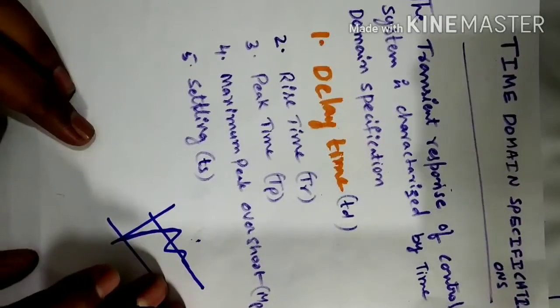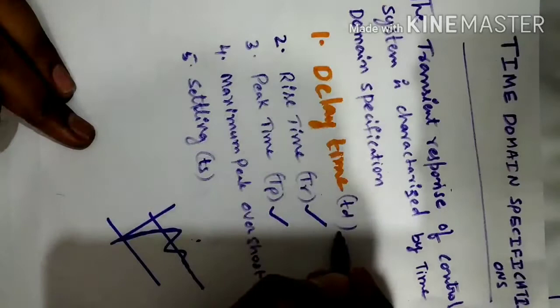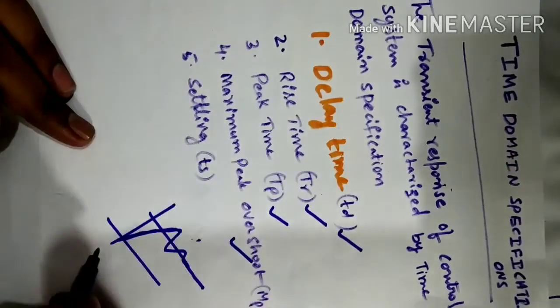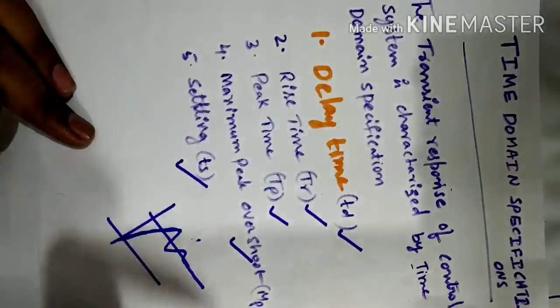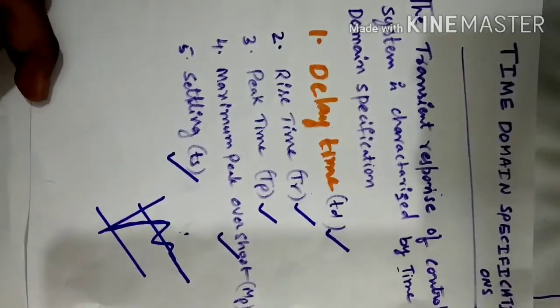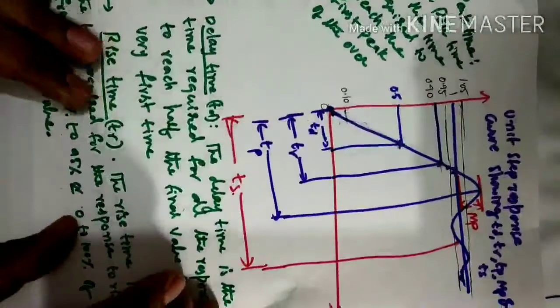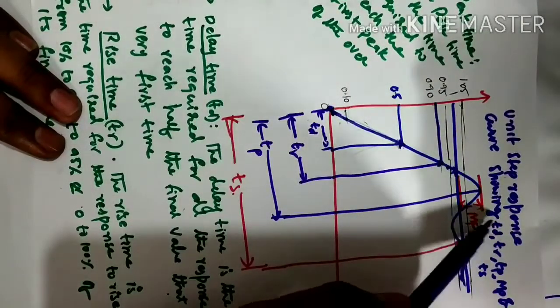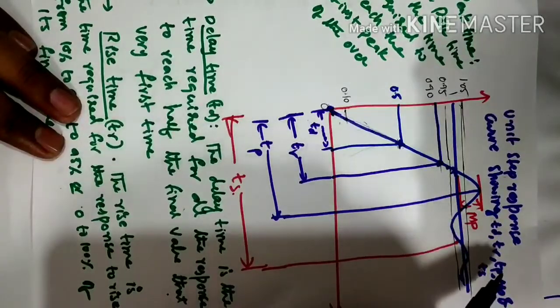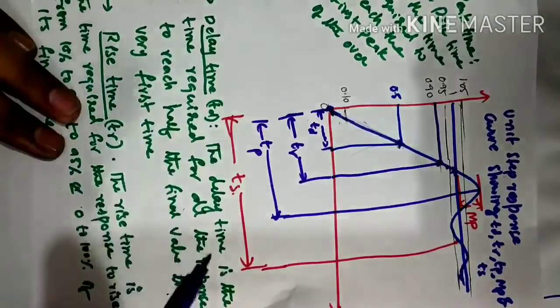What are the time domain specifications? Delay time, rise time, peak time, maximum peak overshoot, and settling time. So these are the time domain specifications. Now we see the unit step response curve. This is a unit step response curve showing delay time, rise time, peak time, maximum peak overshoot, and settling time.